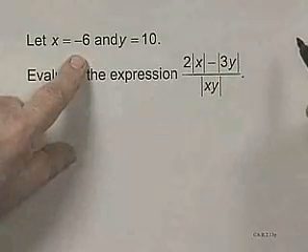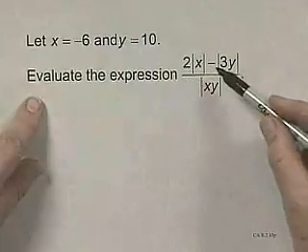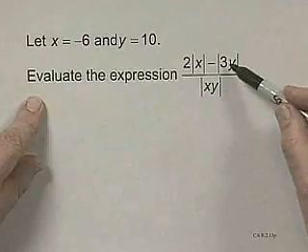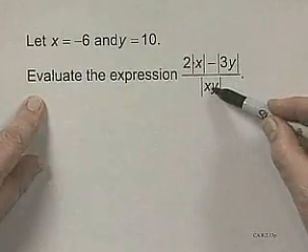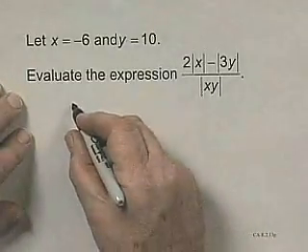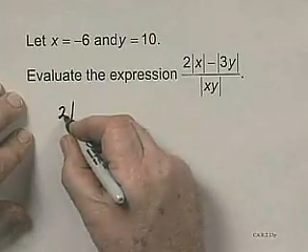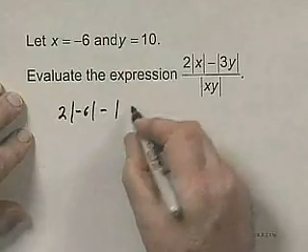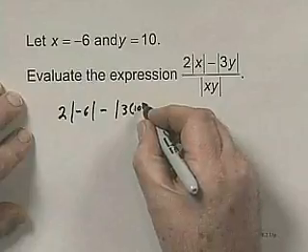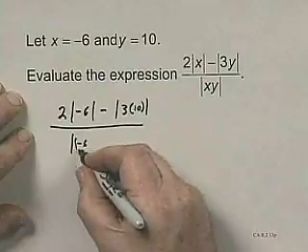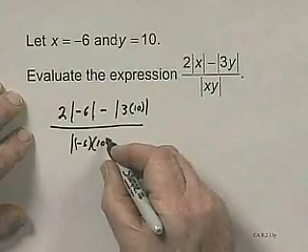Let's try an example. Let x equal negative 6 and y equal 10, and evaluate the following expression: 2 times the absolute value of x minus the absolute value of 3y, divided by the absolute value of the product xy. So we'll make our substitutions. We're going to have 2 times the absolute value of x, which is negative 6, minus the absolute value of 3 times y, which is 10. We're going to divide this by the absolute value of x, which is negative 6, times y, which is 10.